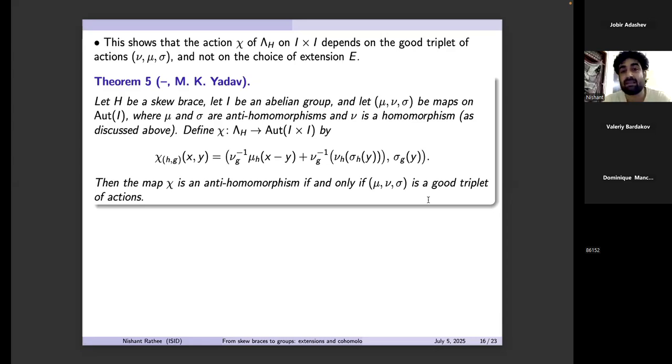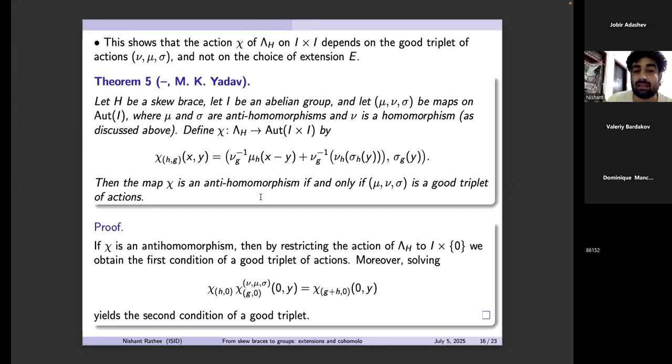So actually the compatibility condition among the good triplet of actions turns out to be a condition of a group homomorphism from the lambda group, or the action of the lambda group on I × I. So the proof is really simple.